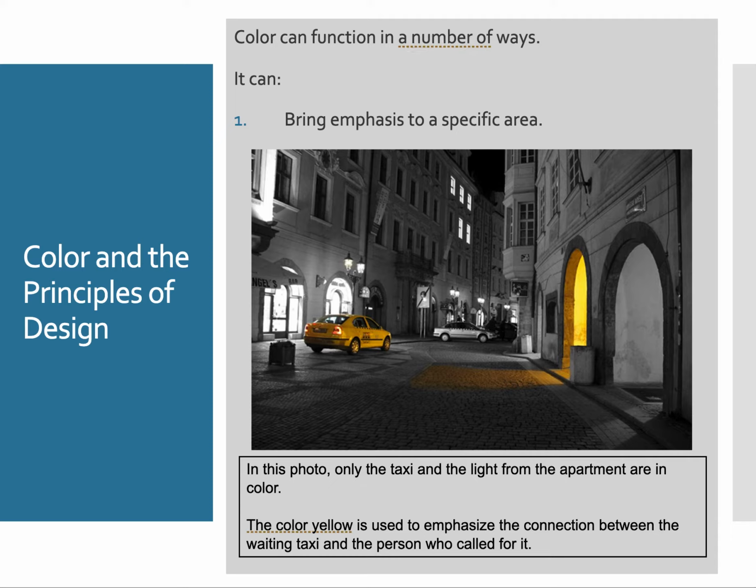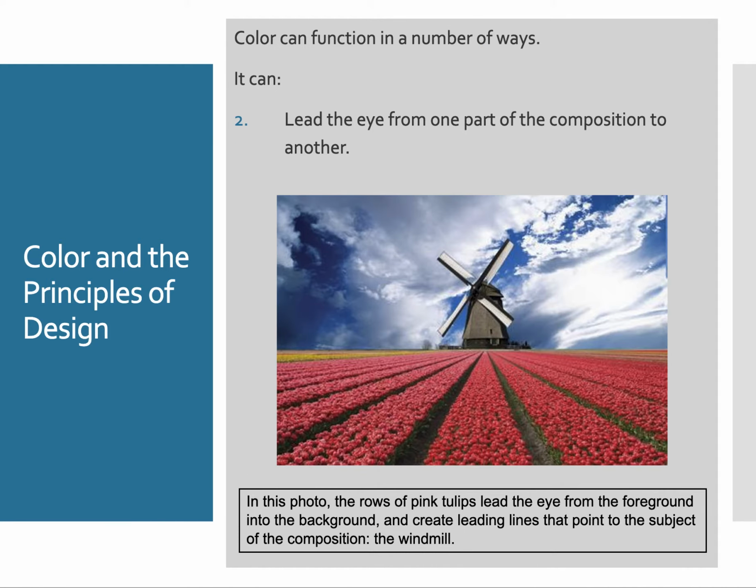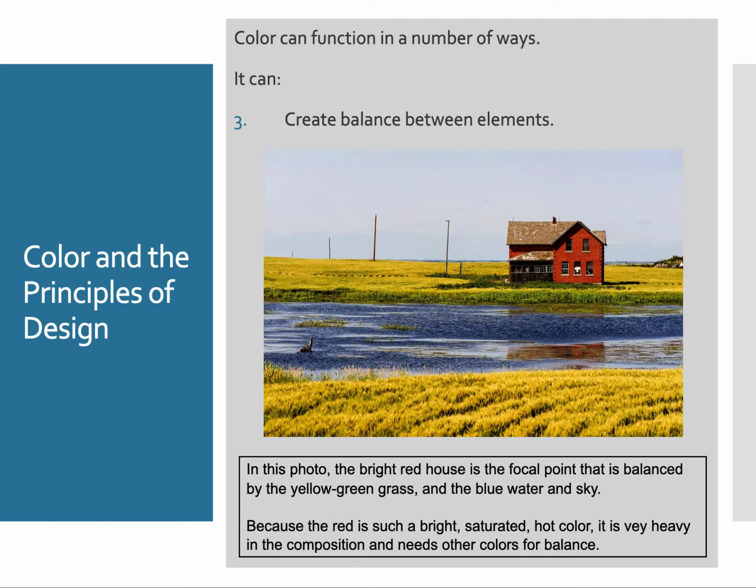Okay, so color and the principles of design. Color can function in a number of ways. It can bring emphasis to specific areas. When you look at this painting, or this photograph, where does your eye go? That's emphasis. Yellow is creating an emphasis. So here it's working as leading lines and moving the eye around different parts of the composition. So it can be used to move eyes around the composition.